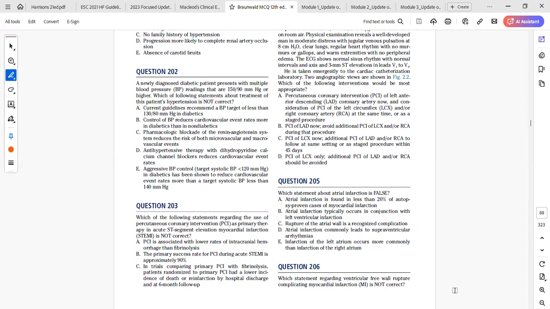So the false answer is E. The infarction of the left atrium occurs more commonly than the right atrium. That is not correct. It is the right atrium that occurs more than the left atrium. Infarction of the right atrium occurs more than the left atrium. So if you're looking for the false answer in this question, it is option E.